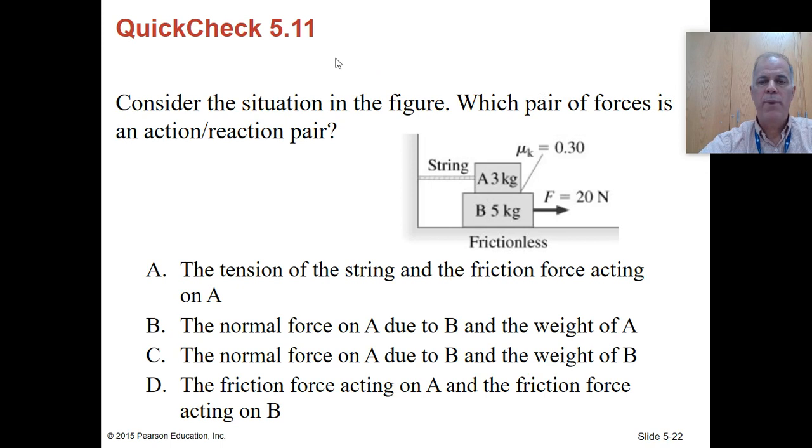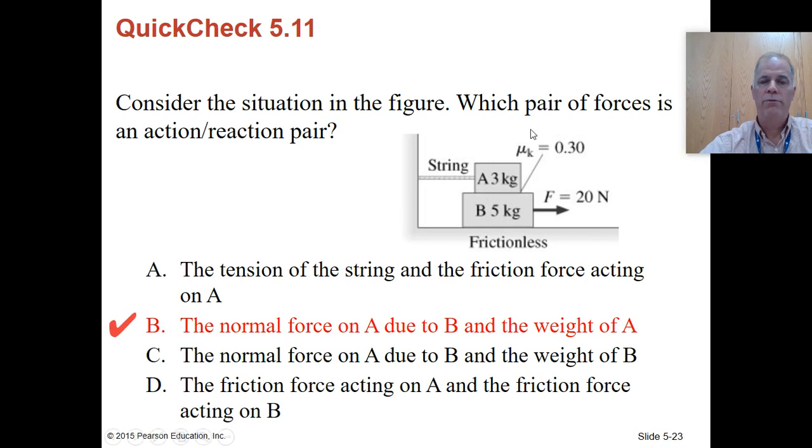Okay, don't be put off by the complexity of this diagram. It's just asking about action-reaction pairs. So think this one through. Look at the options and see what they're saying on the diagram. And here's the answer right about now.